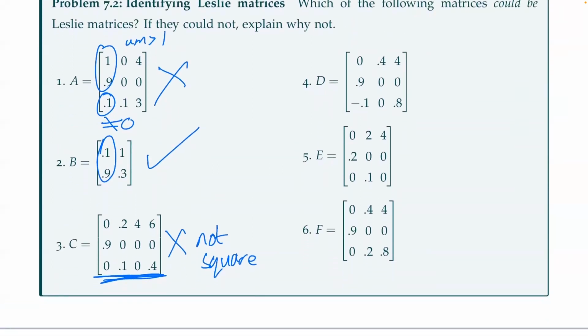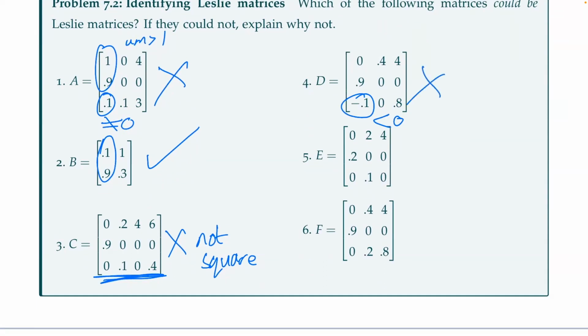D, hands up who thinks this could be a Leslie matrix? Who thinks it isn't? Okay, why isn't it? Great. So this is negative. We can't have a negative number here because we're going to end up potentially with a negative population.